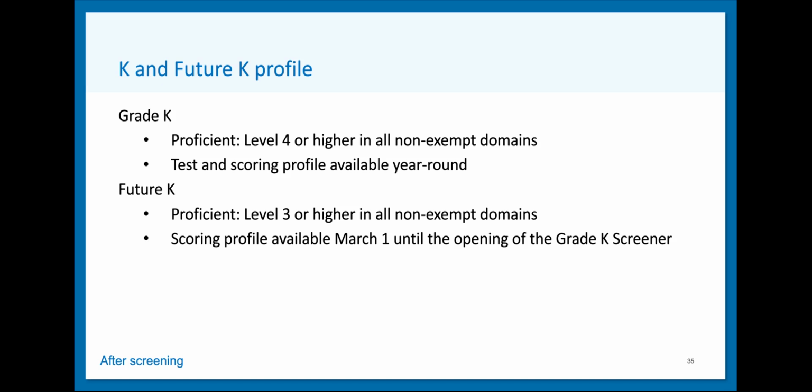The Future K screener is scored differently from grades K through 12. A student testing on the Future K form is proficient if they score a 3 or higher in all non-exempt domains. All other grades require a 4 or higher in non-exempt domains for a proficient result.